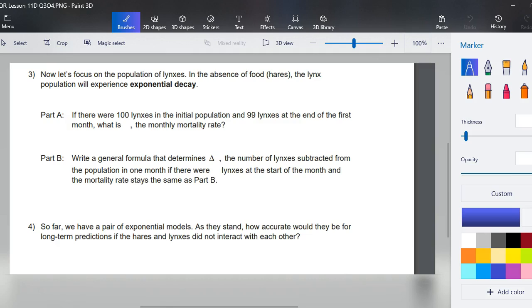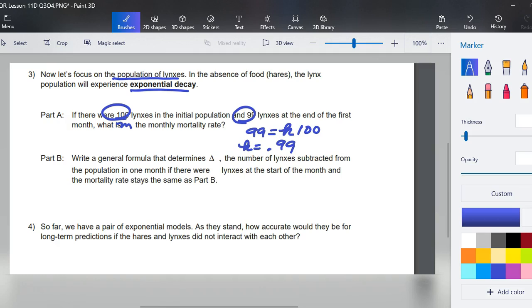So, in question 2, we were looking at the hares and the added population of the hares. Question 3 says, now let's focus on the population of the lynxes. In the absence of food, the lynx population is going to decay exponentially. If there were 100 lynxes in the initial population and 99 lynxes at the end of the first month, what is the monthly mortality rate, M? So we had 99 in the end. There's going to be a constant of proportionality where we had our 100. In other words, we ended up with a constant of proportionality of 0.99.